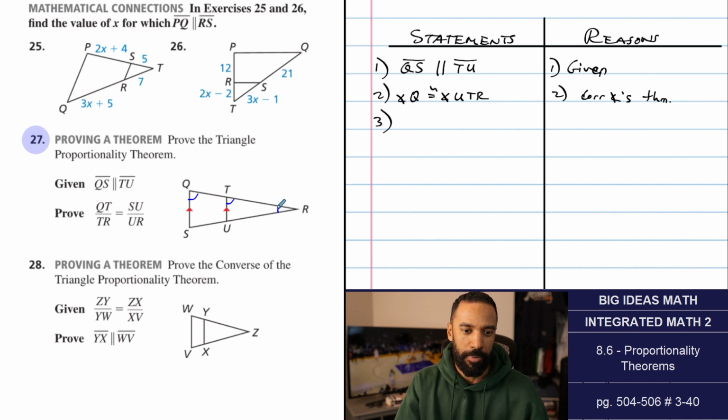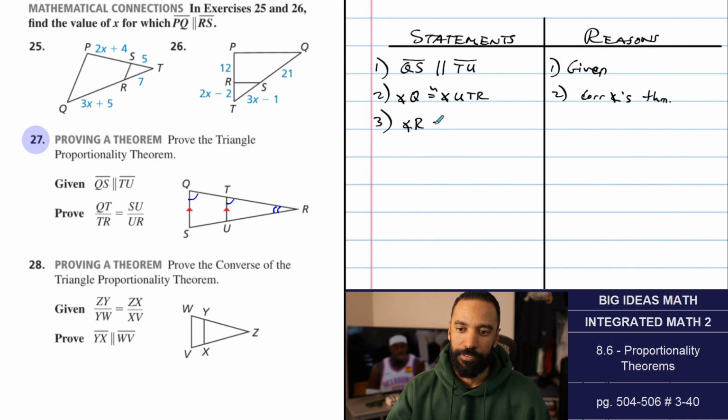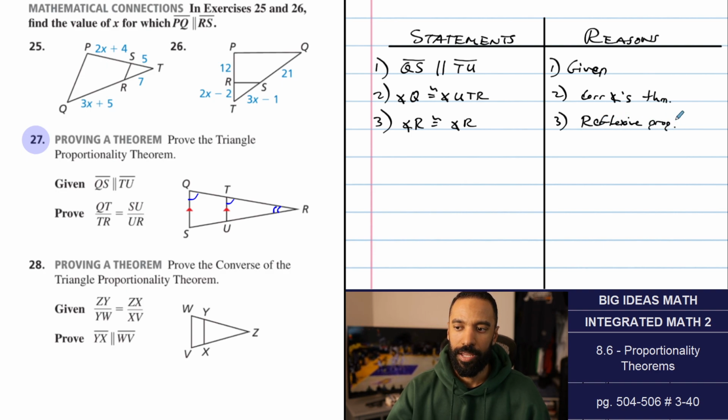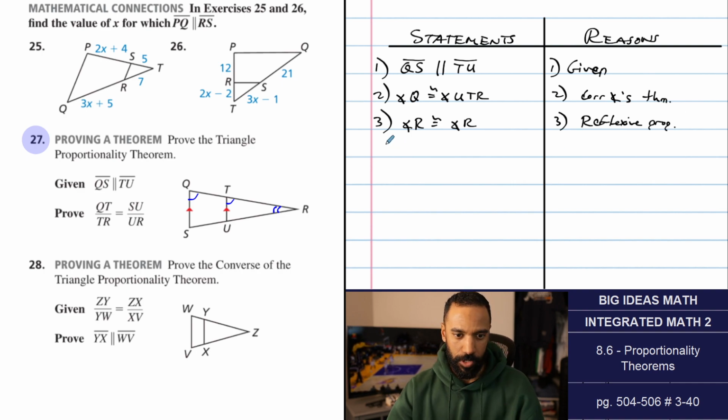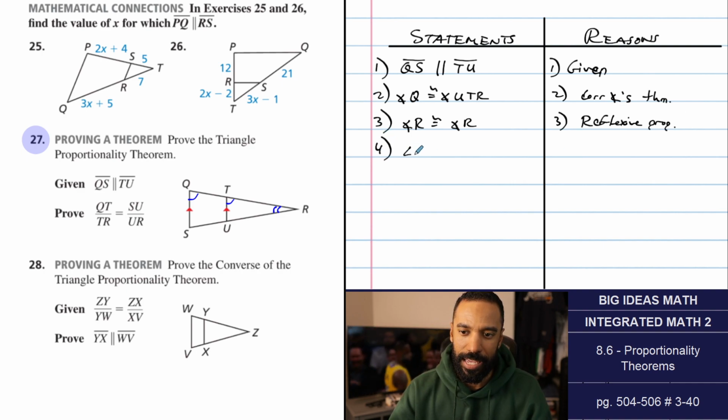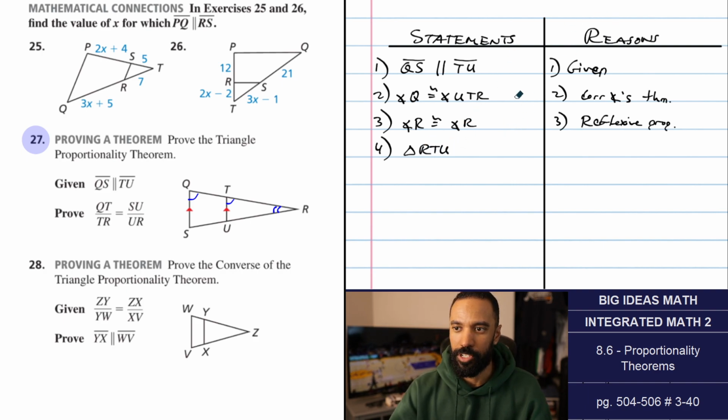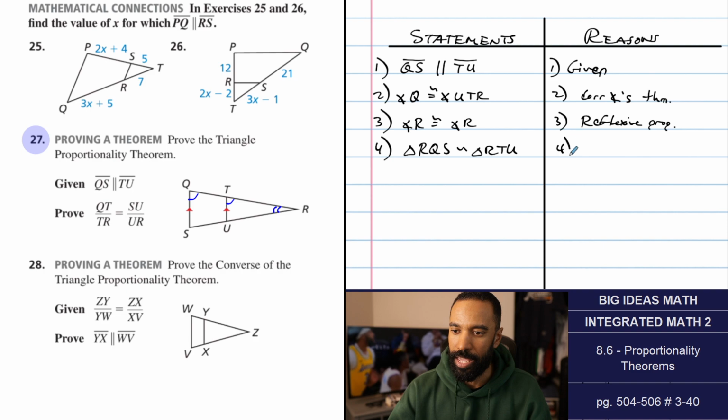You could do another corresponding angles theorem, but I'm just going to say reflexive property. I want to be diverse. Angle R is congruent to itself by the reflexive property of congruence. So by angle, I can say that these two triangles are similar. The small one is RTU. And the big one, actually, let's do the big one first, because I said angle Q on the left side, and I'm pretty particular about that. If I say Q here, I mean the big triangle. So RQS is similar to triangle RTU, by the angle similarity theorem.